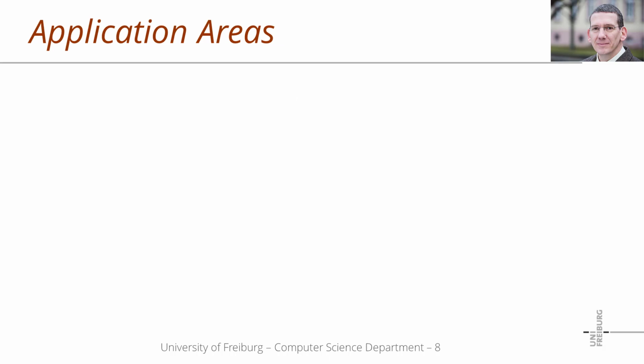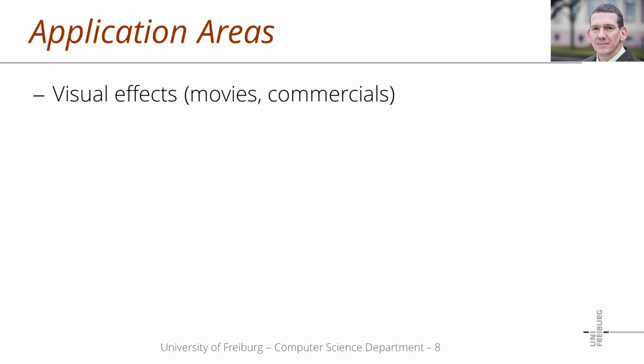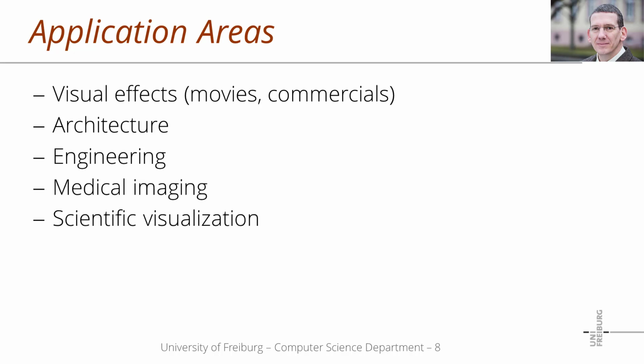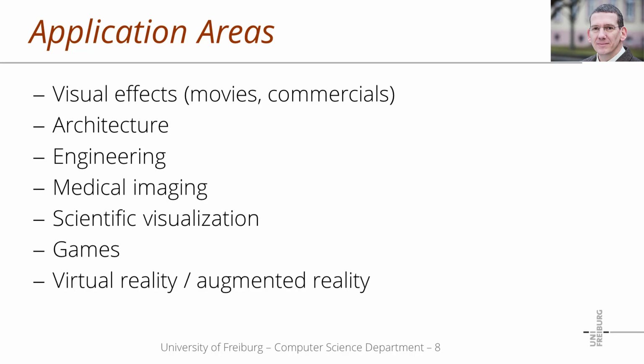Computer graphics concepts play an important role in a variety of application areas. And in the previous slides, we have already seen three examples. Computer graphics concepts are of course used for visual effects in movies, and they are also highly popular in commercials. Graphics concepts are used in architecture and also in engineering. In addition to rendering, graphics concepts are also used for visualization purposes. Here, medical imaging and scientific visualization are two example areas. And then there exist other application areas where efficiency plays an important role, for instance, games and virtual or augmented reality.